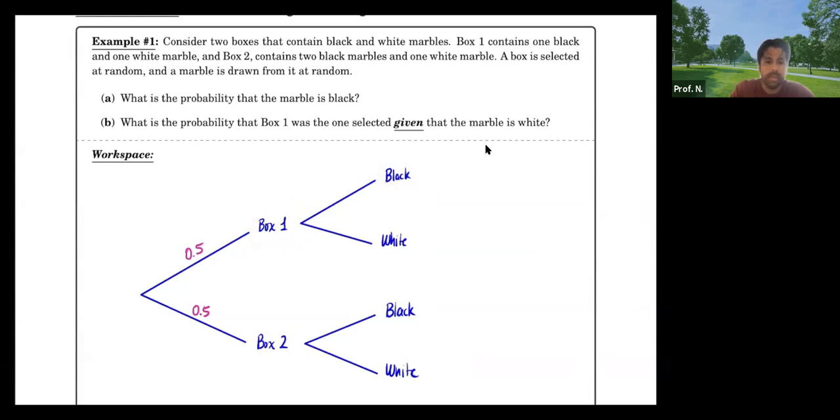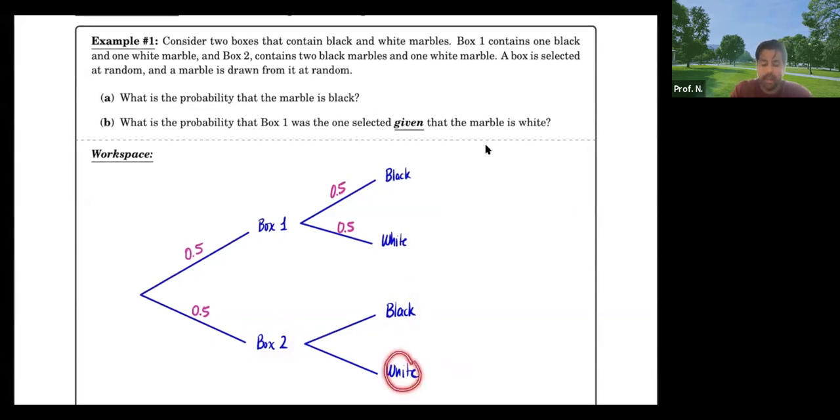Who knows the probability? 0.5, right? That's right, Saring. Thank you. Because I have one black marble and one white marble, I have an equal chance of selecting them. And then that goes for the white one as well. Now that I'm in box 2, what's the probability of me getting a black? And what's the probability of me getting a white?